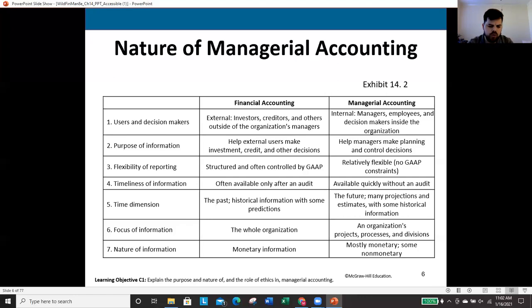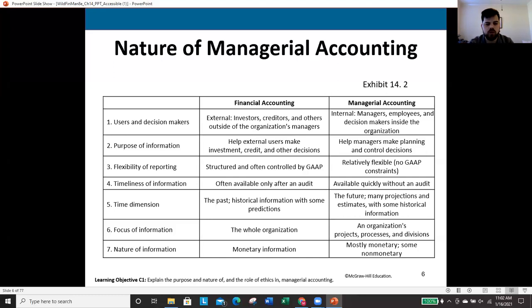Now, notice the purpose of the information for financial was to help those external users make investment, credit, and other decisions related to doing business with our company. So it was very important that we had this very structured setup, and everything that we went through there was tied in with point number 3 here, which is very structured and controlled by US GAAP.